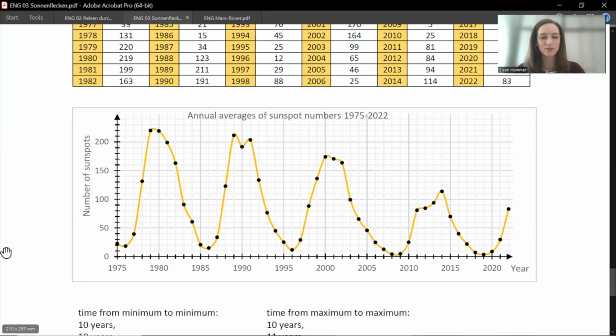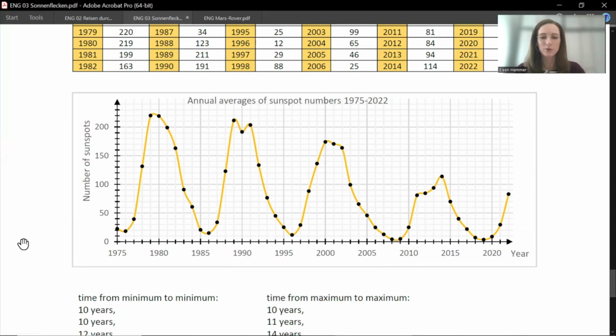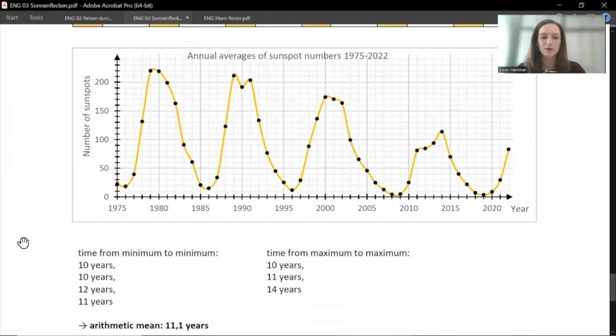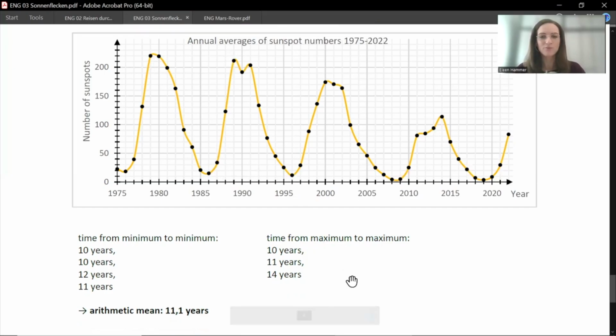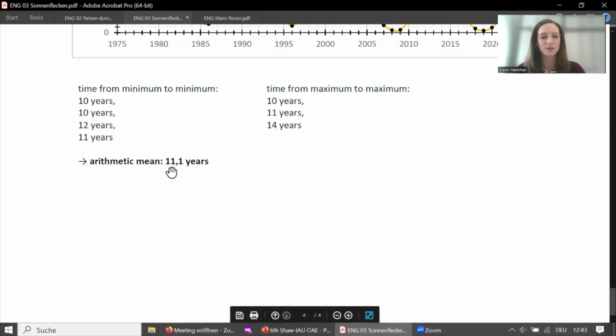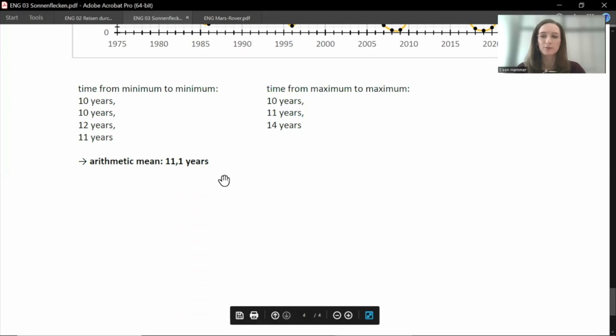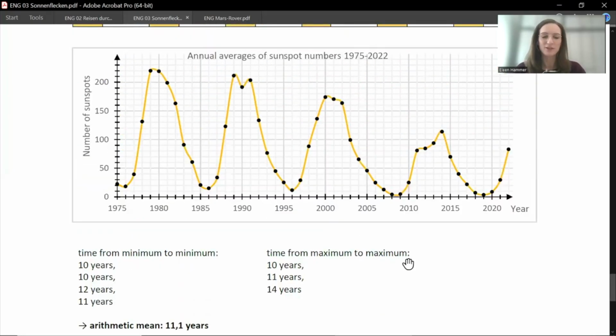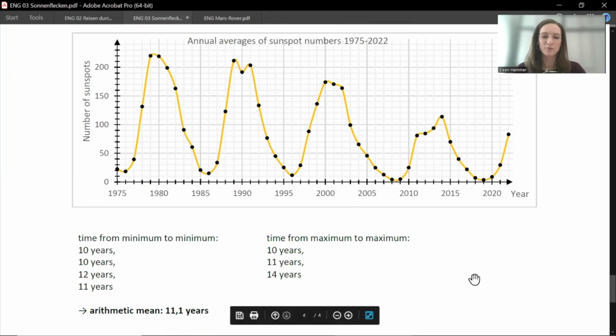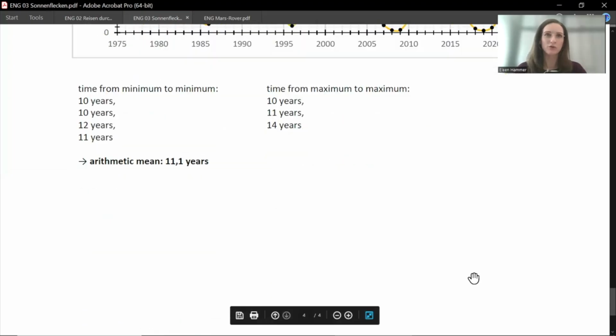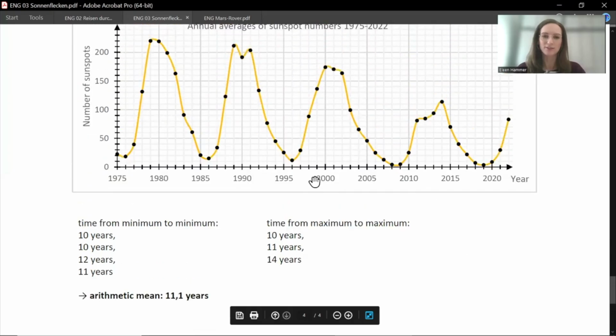So it's 4 Schwabe cycles, and they're supposed to calculate the arithmetic mean of the length of such a Schwabe cycle. They can just count the years from maximum to maximum or from minimum to minimum. And then they will end up with a result of 11.1 years, which is really funny because, it's a great coincidence, 11.1 is actually the overall average since sunspot numbers have been recorded, and the last 4 cycles end up with exactly that value. It's kind of lucky.